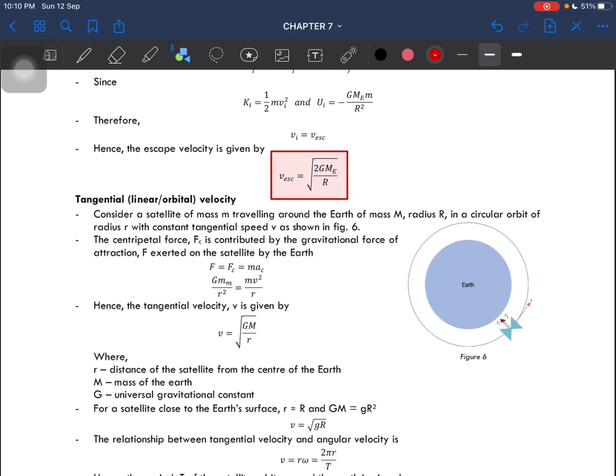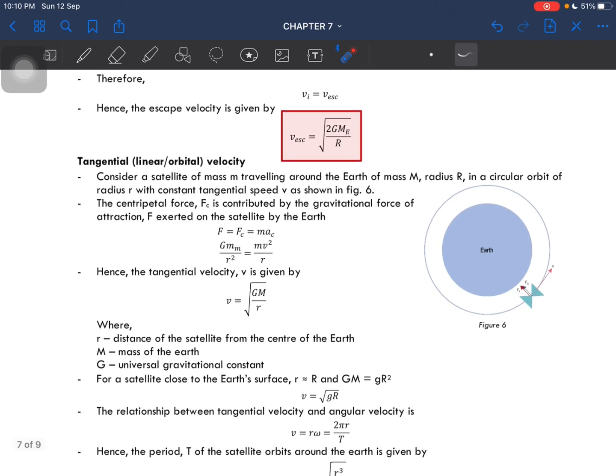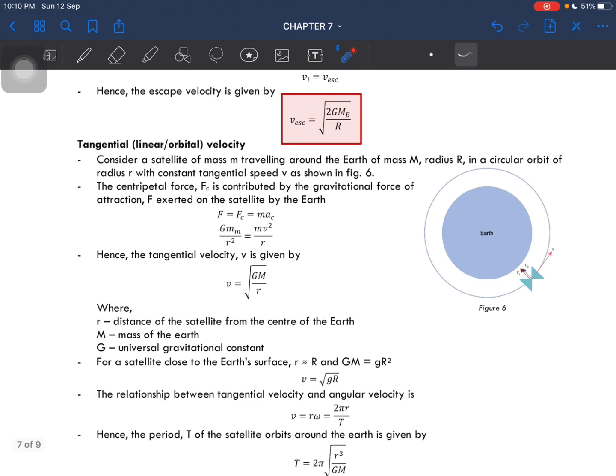Alright, so now you have to be able to use this escape velocity formula. G here is the gravitational constant, M_E is the mass of the Earth, whereas capital R here is the radius of the Earth. Alright, so now linear velocity. This one you have to be able to derive to get this equation.